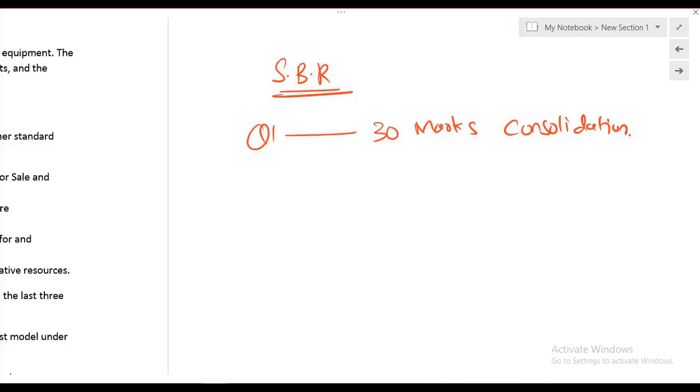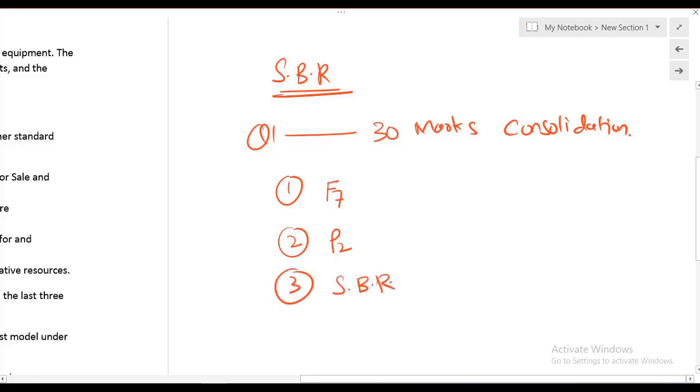How do we study consolidation in SBR? In the first class of consolidation, inshallah, we'll be discussing entire consolidation relating to F7, so that you have an overview of what you have studied in F7. Then at least 2 to 3 classes I'll be conducting on P2 consolidation. And then stage 3 comes, that is SBR.